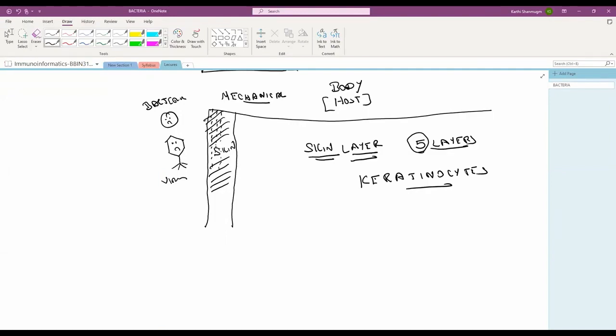So we can say the first mechanical barrier is the skin, because of the presence of multiple layers.